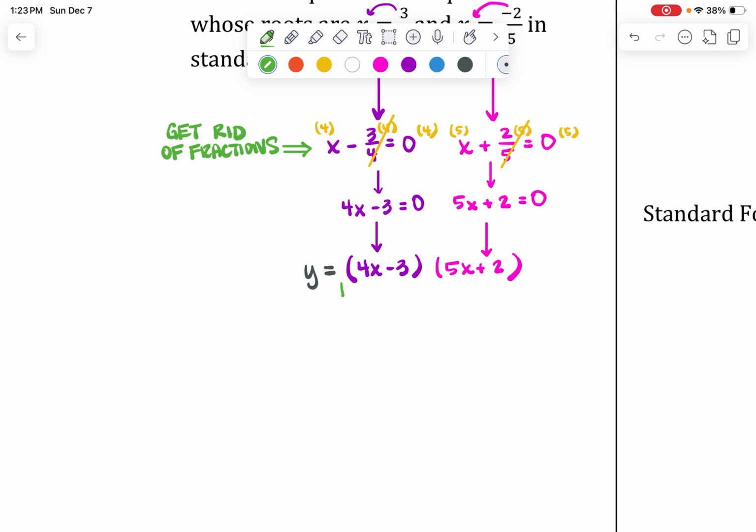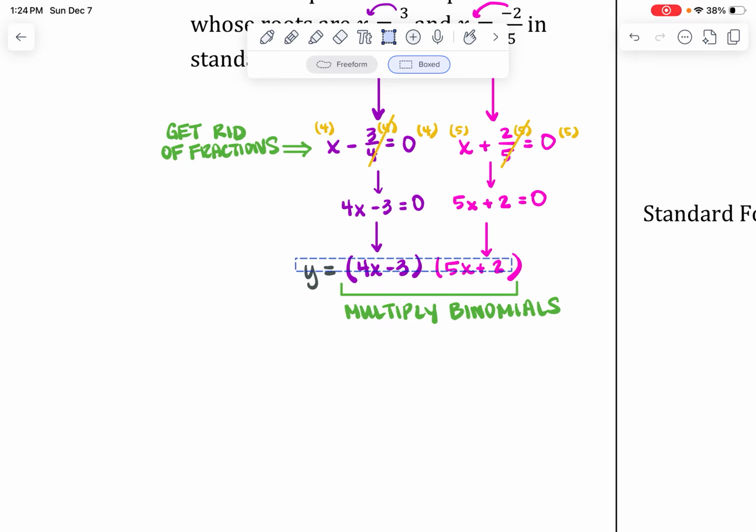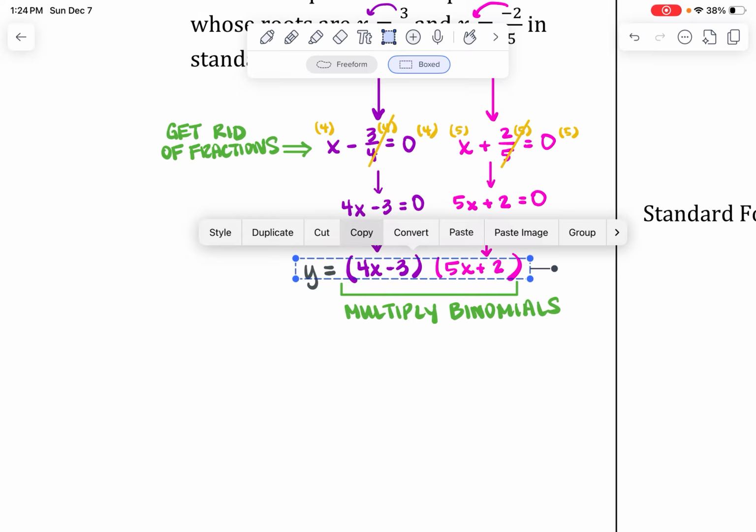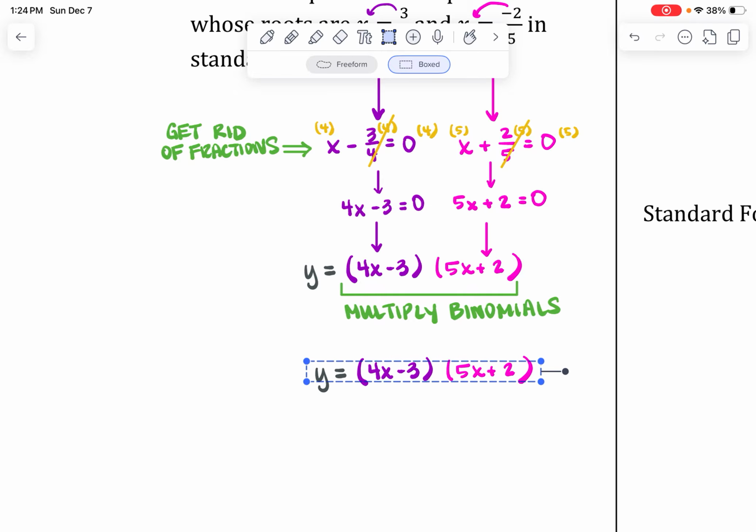Now we're going to do what we just did a second ago. Now that we've gotten rid of all the fractions and they just look like normal factors, we're going to multiply the binomials. Just like I did on the other one, I'm going to bring it down here so I can work with it. I'm just going to multiply all this out.